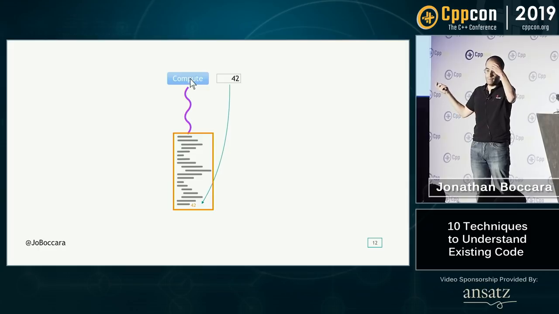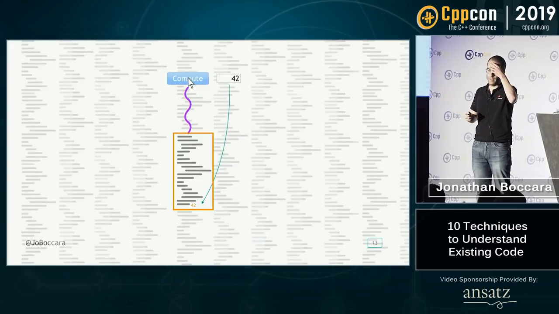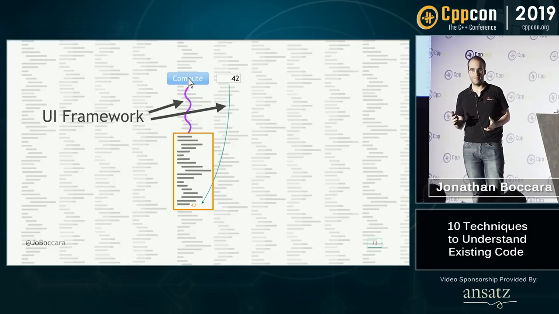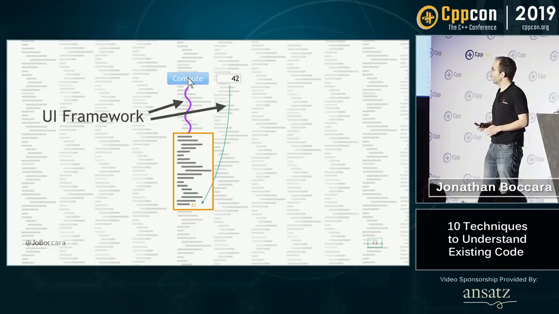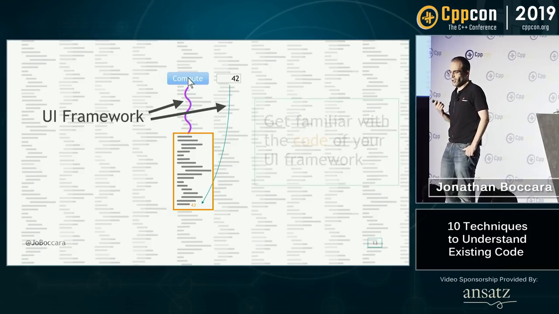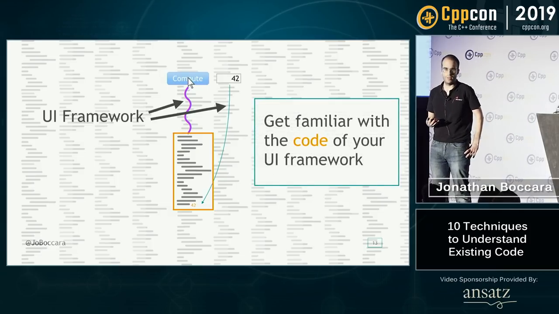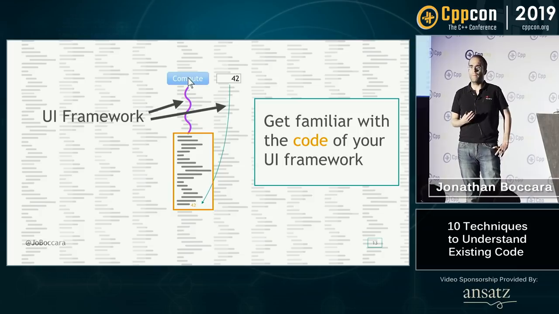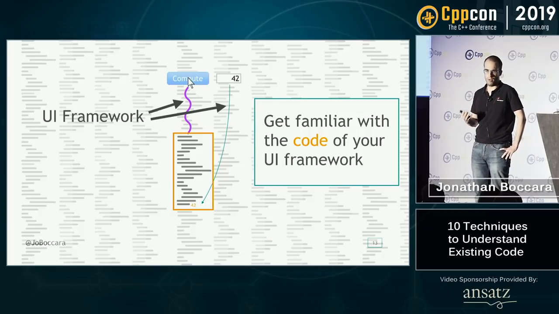The purple wormhole, in this case, is the UI framework. This is not rocket science. If you have a UI framework, you know what that is. But the point here is to know the code of your UI framework. You don't need to know all of it, but enough to find your way around.